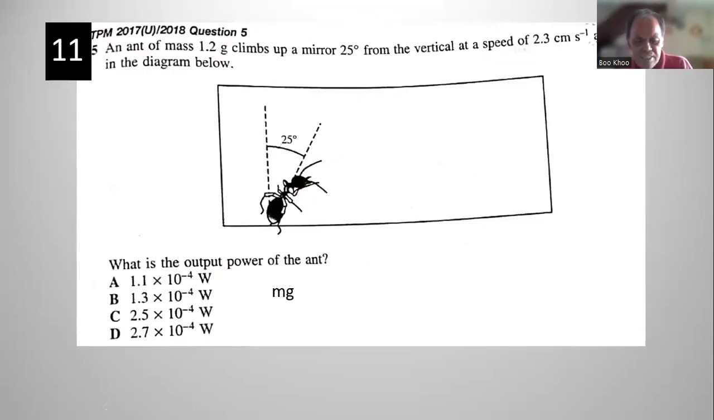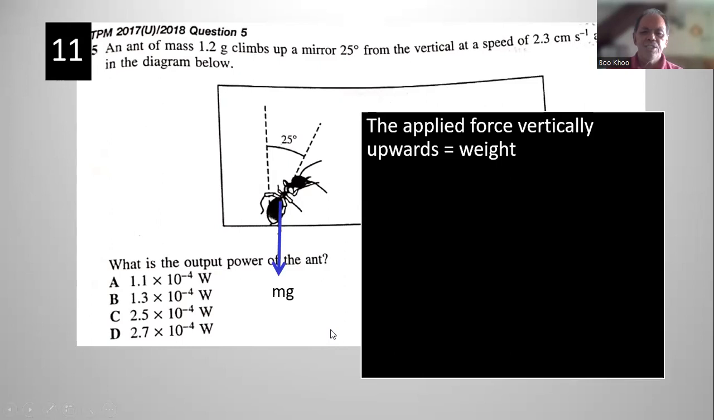2017, that's a partial question from STPM. An ant of mass 1.2 gram climbs up the mirror at an angle of 25 degrees from the vertical at a speed of 2.5 cm per second. The speed is in this direction as shown in the diagram below. What is the output power? That's your weight, mg. The applied force vertically downwards is your weight, mg.